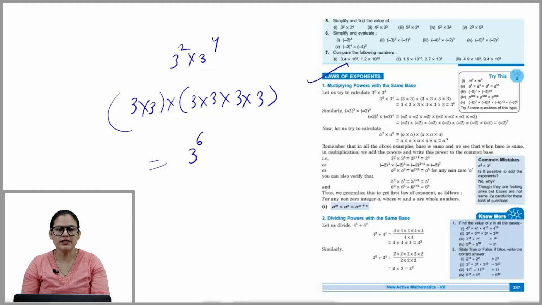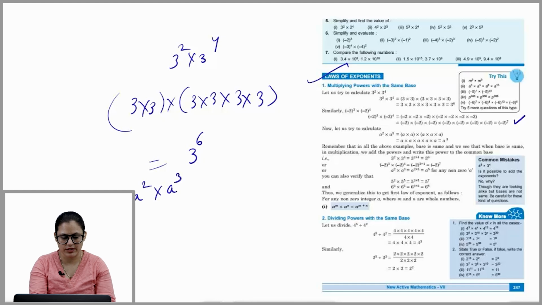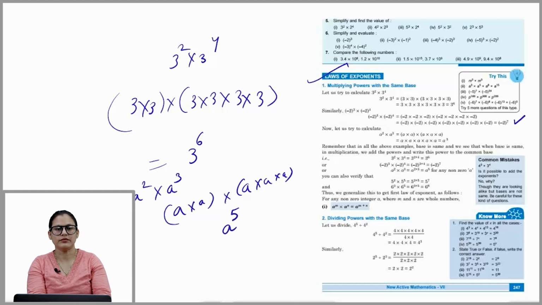Similarly, minus 2 raised to the power 3 into minus 2 raised to the power 4 is what? Minus 2 raised to the power 7. Now, let's try to calculate A raised to the power 2 into A raised to the power 3. So, A into A into A into A into A. So, A raised to the power 5.